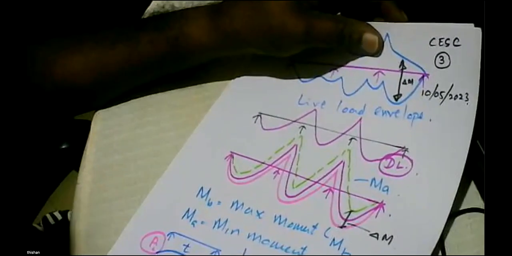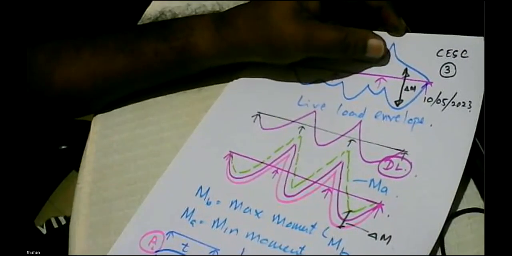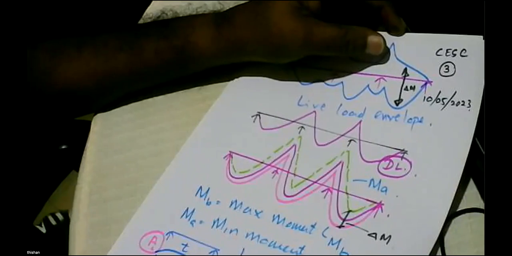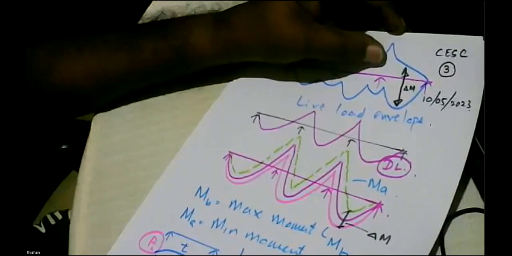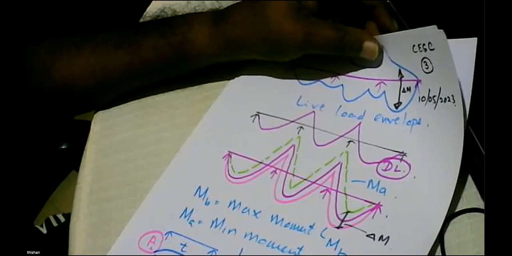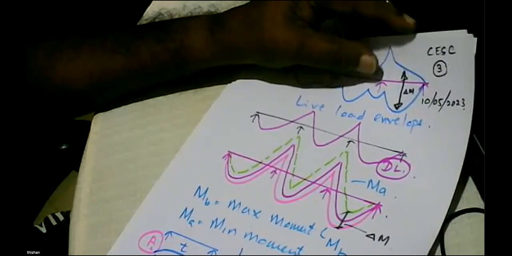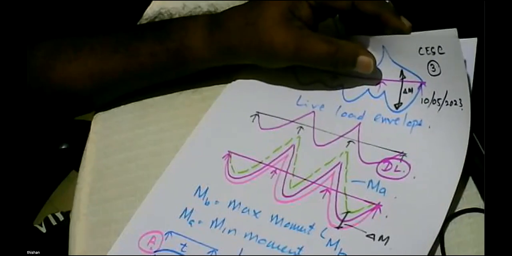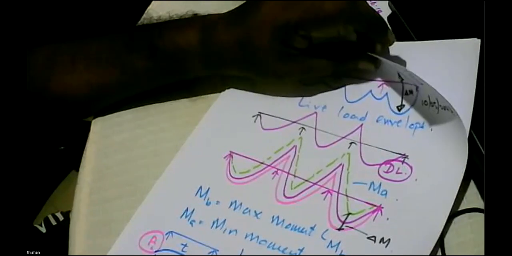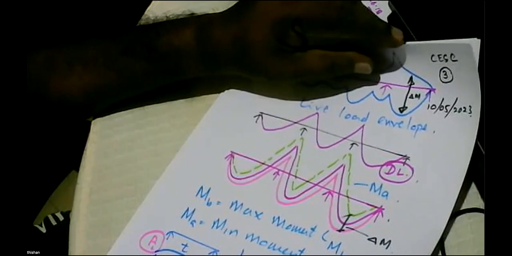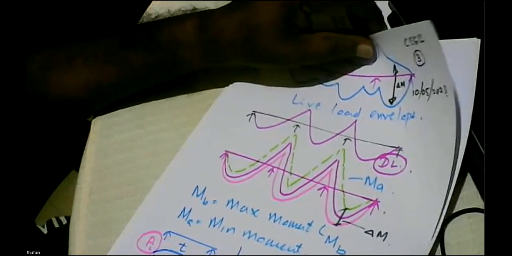Now what we do is, if it's so easy to get a bending moment envelope with the maximum value as MB and minimum value as MA, now we should be able to design the section. We should be able to design the section. So let's see how we can design the section.